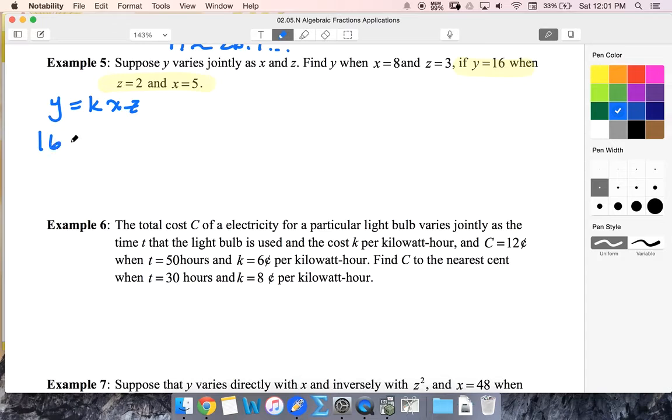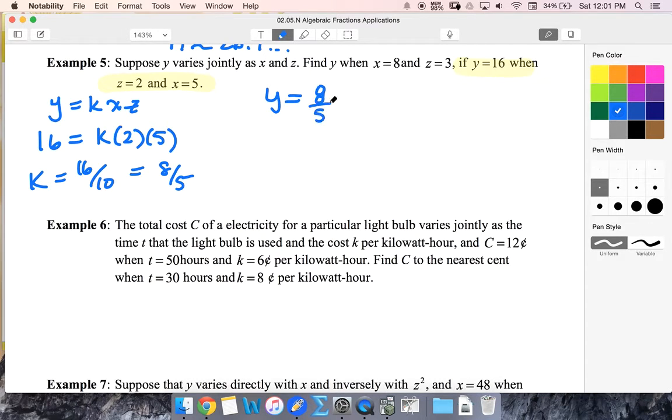So 16 equals k times 2 times 5. So k is 16/10 or 8/5. So now we want to find y. We have 8/5 times 8 times 3. Nothing is going to cancel there. So 64 times 3, 12 carry 1, 192, maybe?